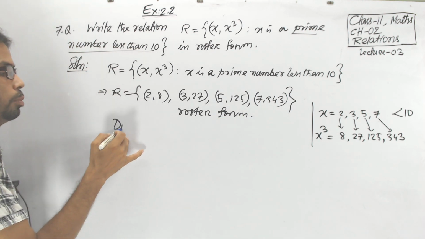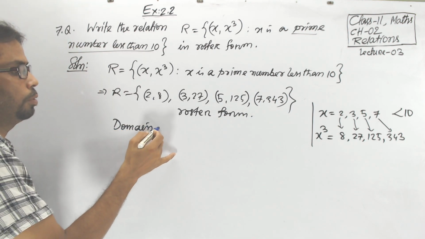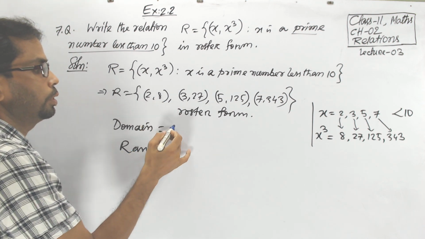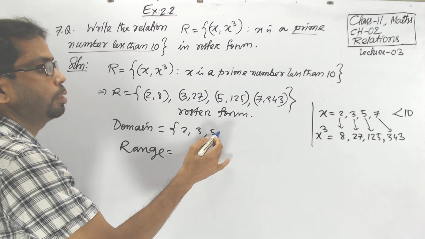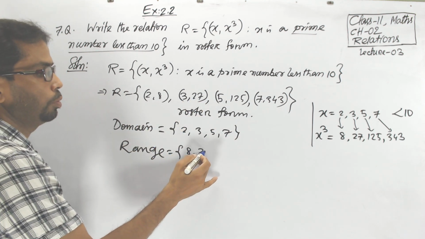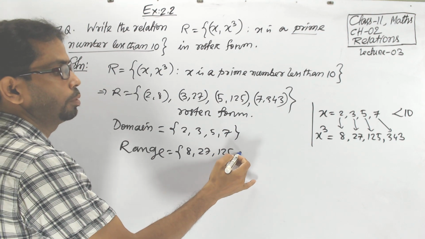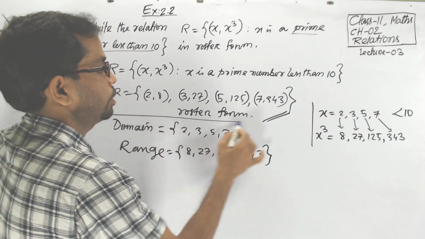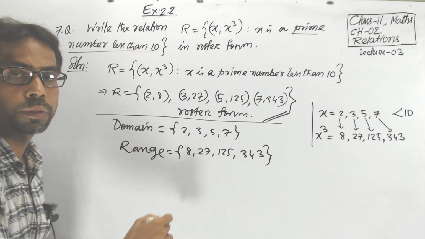If the question is to find domain also, range also, you can find out. Domain is the set of all the first coordinates 2, 3, 5, 7. Range is the set of all the second components 8, 27, 125, 343. This is the complete solution. Write R in roster form. Domain and range, if it is asked in the question, you can write it.